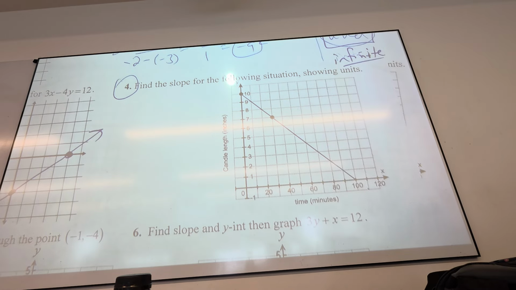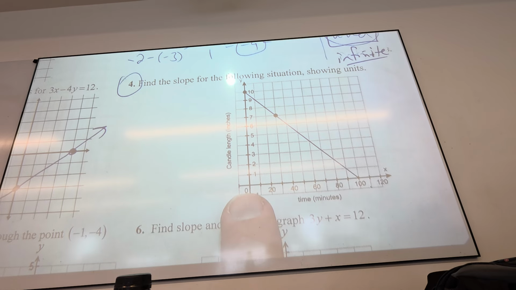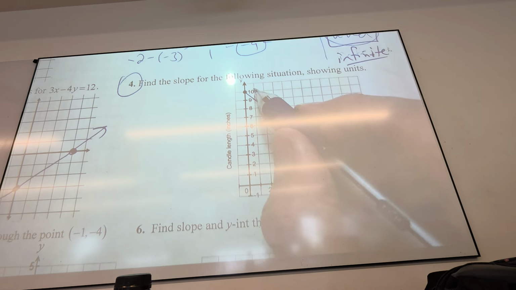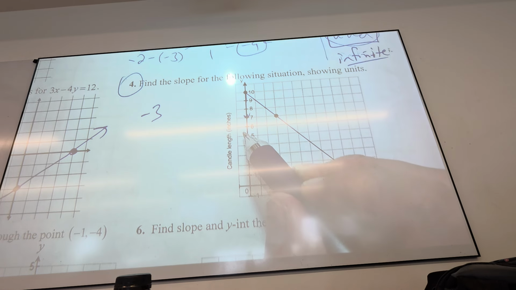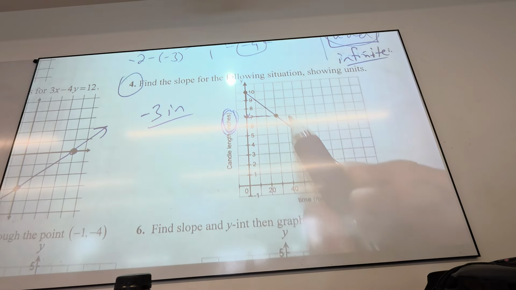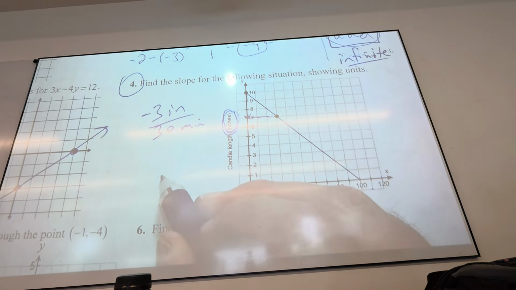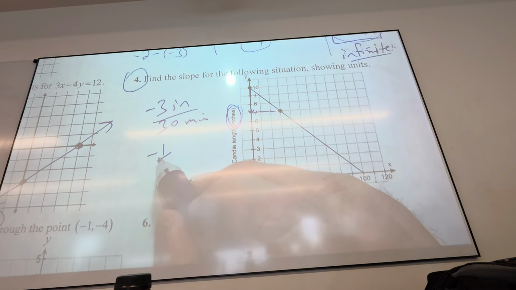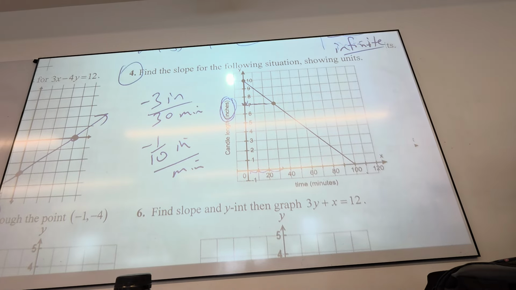Tell me without any numbers what's true about the slope. It's negative. It's got to be negative because this thing's going down. Tell me something about the x-axis units. It goes by 10, so I got to be careful. So if I start here, I go down 3 inches over 30 minutes. If I reduce that, I get 1/10 of an inch per minute, or 1 inch every 10 minutes.